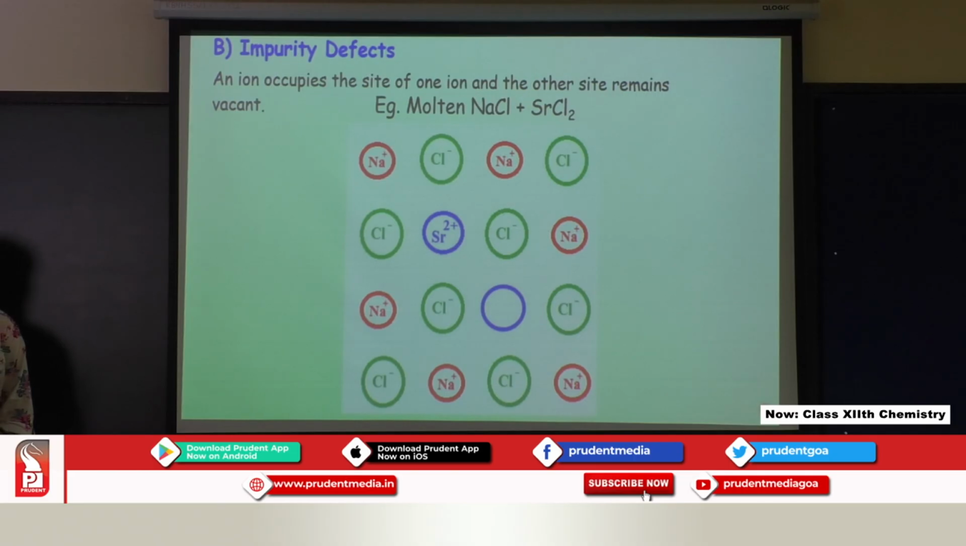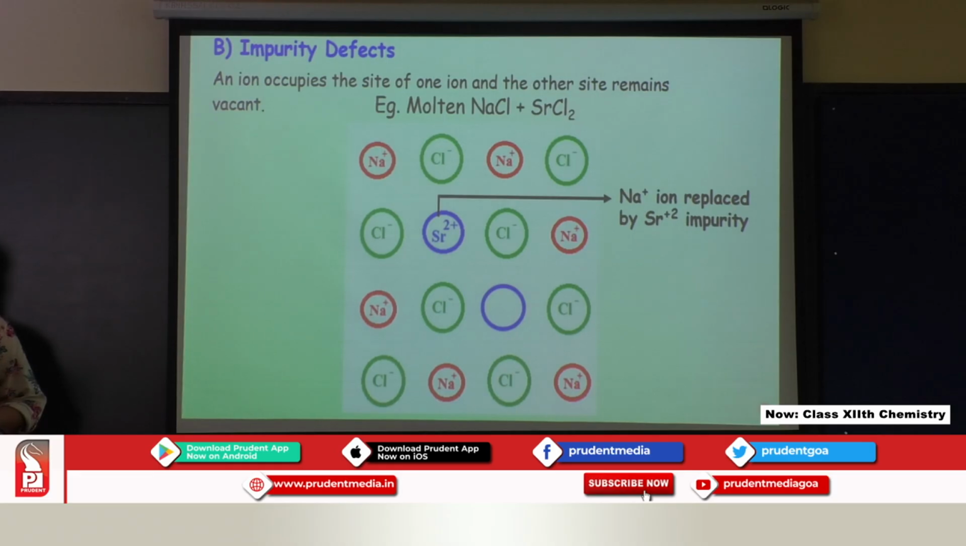We now come to impurity defects. Shown here in the figure is a crystal of sodium chloride where the ions of sodium are shown in red and the ions of chloride are shown in green. We also notice that two sodium ions are missing from the crystal. One of them is replaced by a strontium impurity and the other one, that is the missing sodium ion, remains as a vacancy.